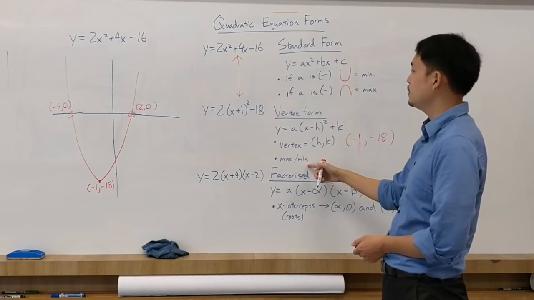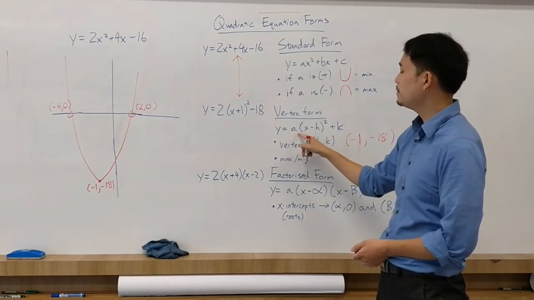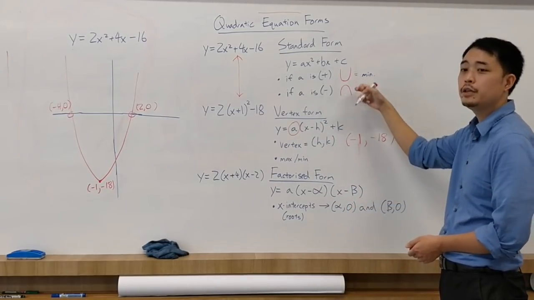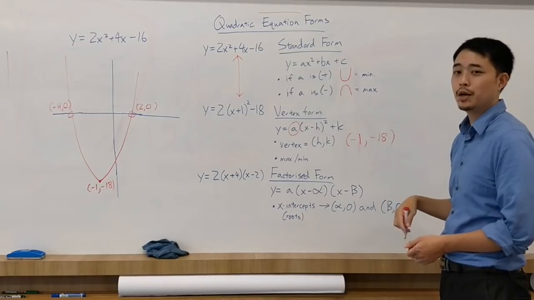It also tells us the maximum and minimum. So if this a, this same a, is positive or negative, we also know whether a smiley face or sad face parabola should be graphed.